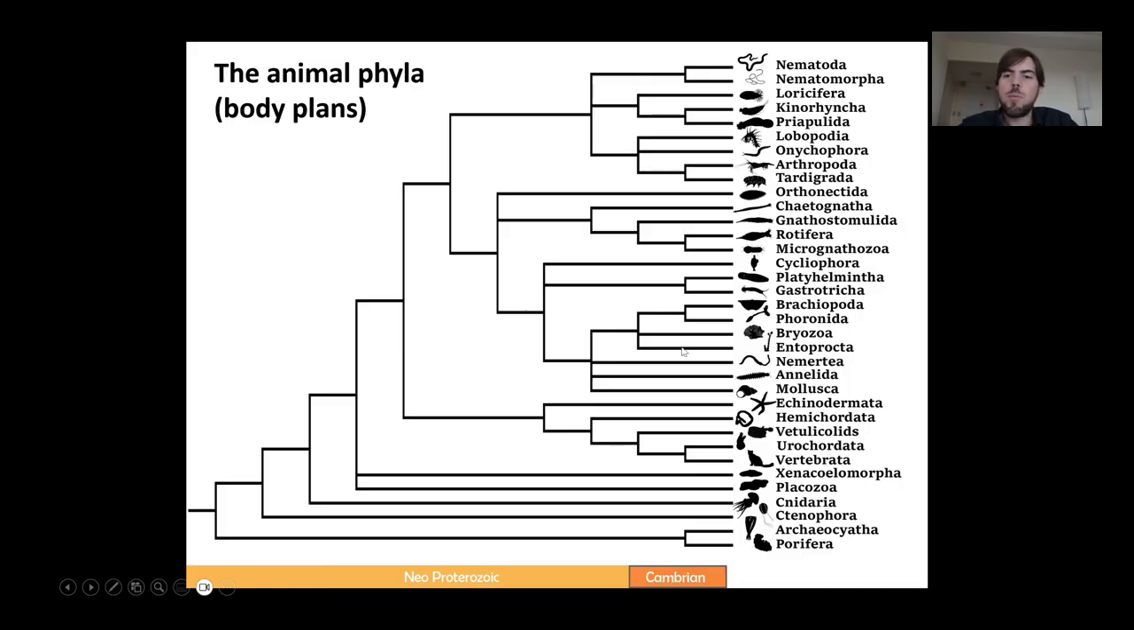For example, one of the most common cases is around the Gnathifera here, where we have the Gnathostomulids and Rotifers and so on. So maybe these groups are just part of one big phylum. At the end of the day, these classifications are human-made, so there's a lot of nuance in how we classify them and whether we consider them one phylum or two or more.